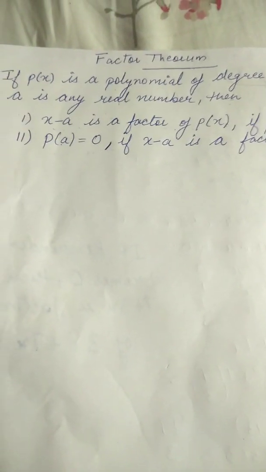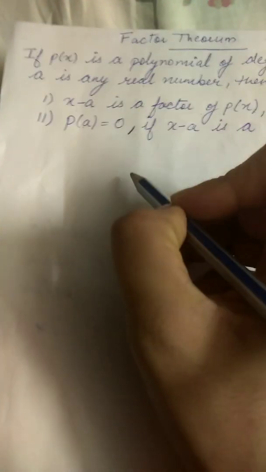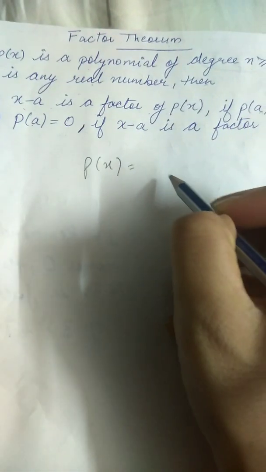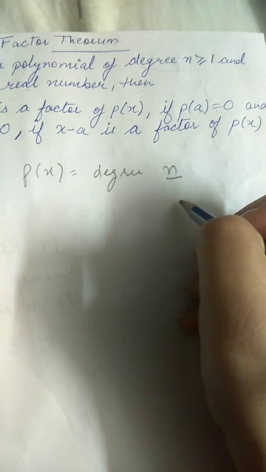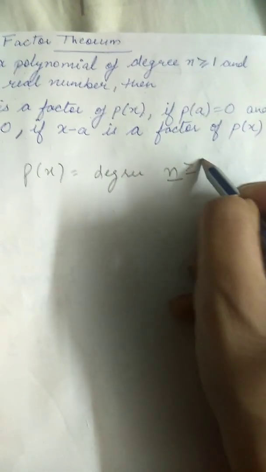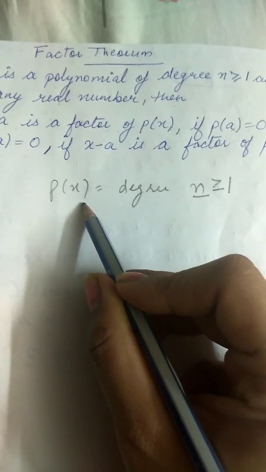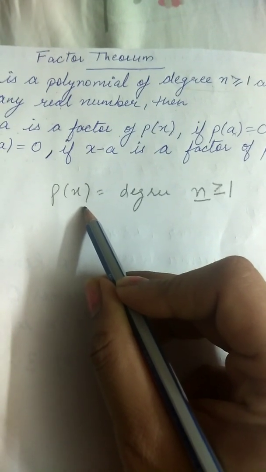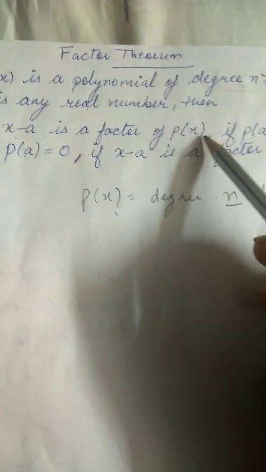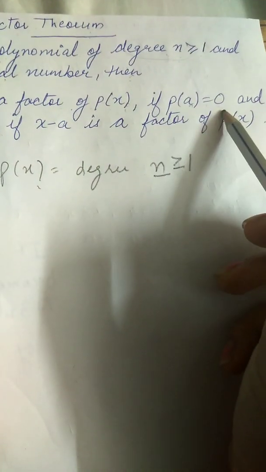This theorem says if p(x) is a polynomial of degree n greater than or equal to 1, that means we'll take a polynomial p(x) of degree n, and the value of n is 1 also and greater than 1 also. That means again this polynomial cannot be a constant polynomial. Other than that we can take any polynomial, same as our remainder theorem, and a be any real number. Then x minus a is a factor of p(x) if p(a) is 0.